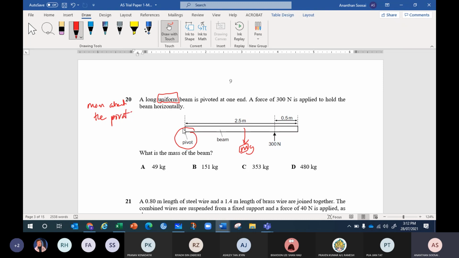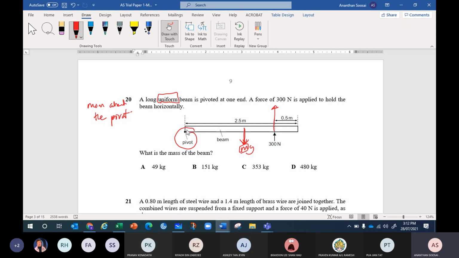Take moment about the pivot. Check: what are the forces acting on the beam? Mg acting down here, 300 acting up here. That's all, no other force. Of course, there is a force acting on the pivot.